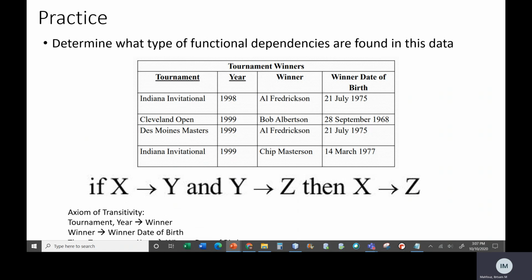Well, let's think, here we have a transitivity relationship. If you give me the tournament and the year, which are both primary keys, I can tell you who the winner is. Now, if you tell me who the winner is, I can get from the winner the birth date. Does the birth date really depend on the tournament and year? No, but because of the way the data is structured, if you tell me the tournament and year, I will be able to determine the winner. Winner determines birth date. That means if you tell me the tournament and year, I can know the birth date of the winner. This is an example of a transitivity property.